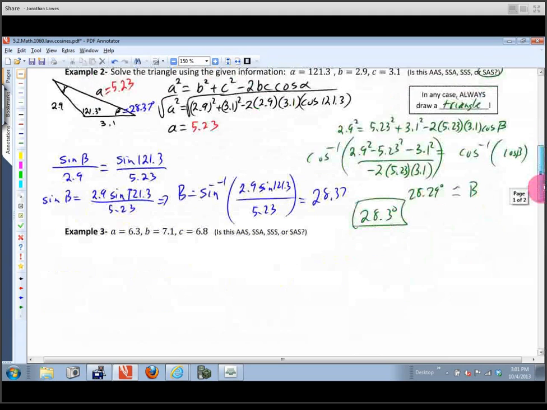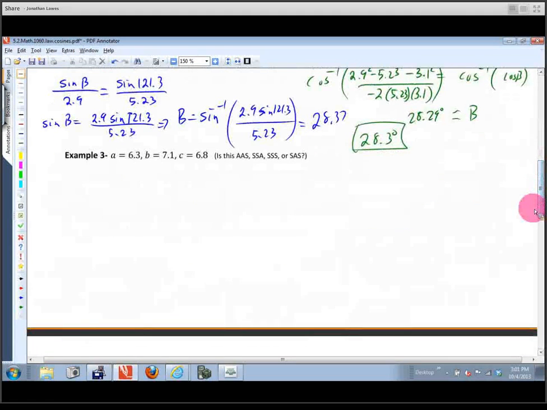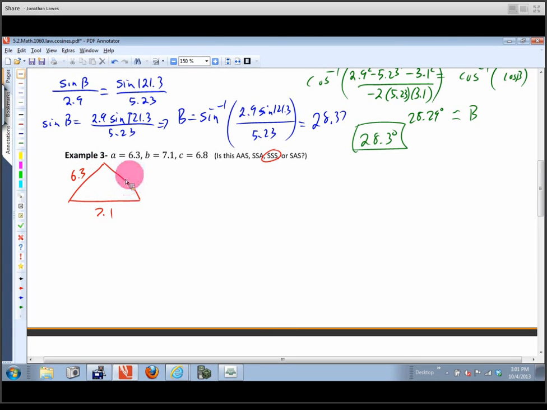All right, let's take a look at the next one then. So here's what we've got on this one. We've got side A, we've got side B, and we've got side C. So in this case, we've got a side-side-side situation. So again, let's draw these roughly to scale. I'm going to draw the large one down here, 7.1. And then this one I'm going to label as 6.3. And this one is 6.8. So these are all about the same.